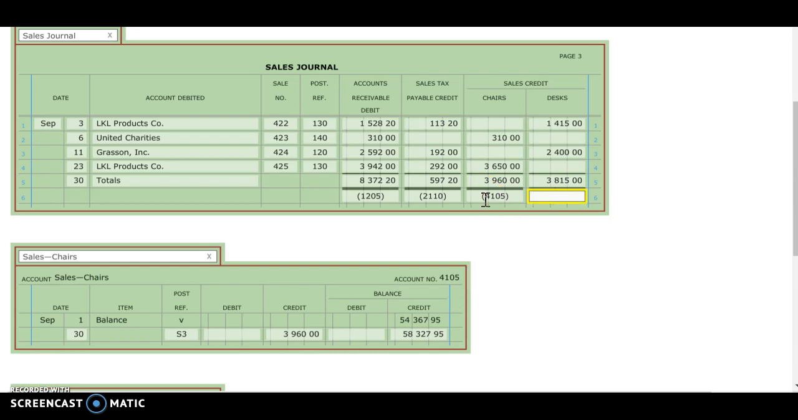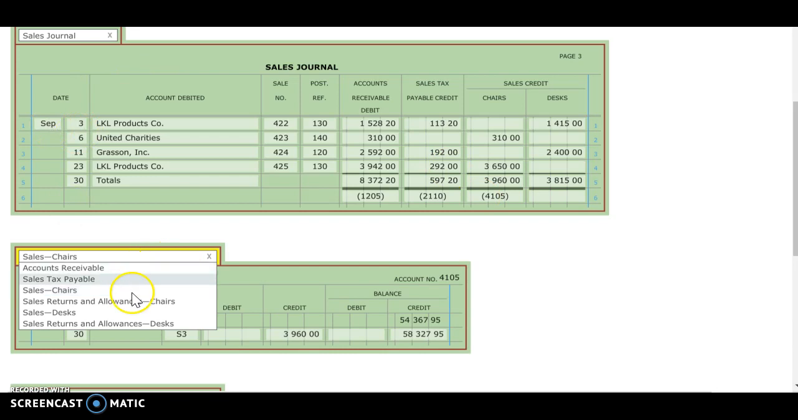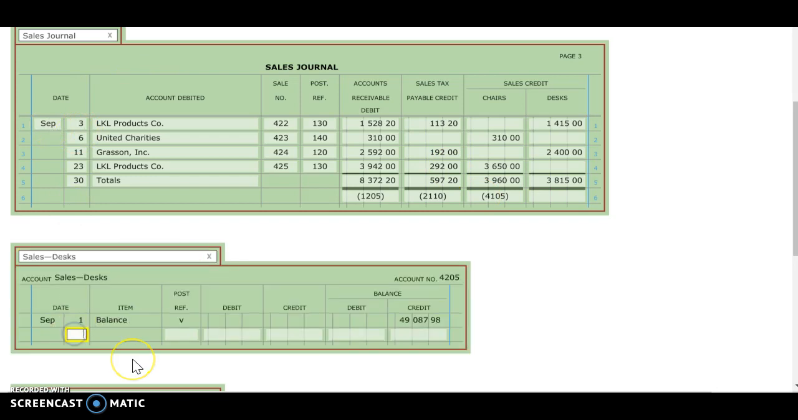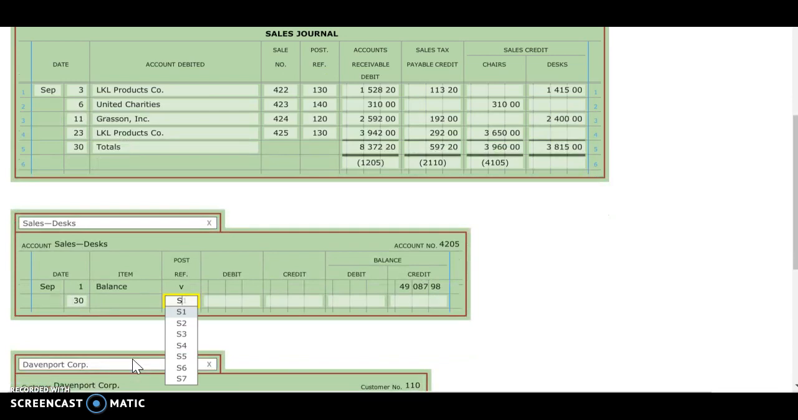So last one, we're going to go to sales desk. The 30th, sales journal page 3. And we're crediting this account for $3,815. And our new balance here is going to be $52,902.98. And last step, account number 4205.